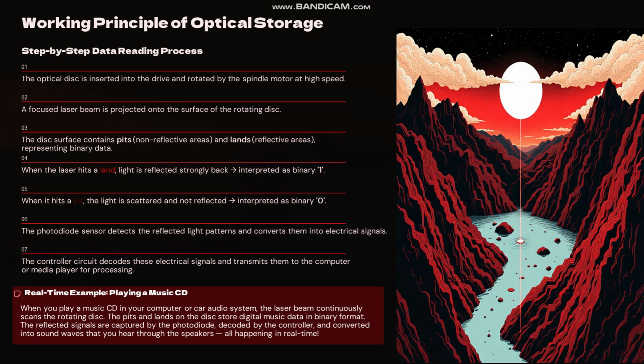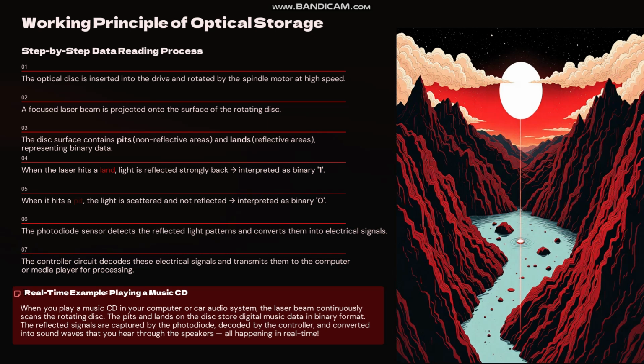Now, next let's see how optical storage actually works, step by step. The disk is inserted and spun by the spindle motor at a high speed. The laser beam is projected on the disk surface, and the surface has pits, which are non-reflective, and lands, which are reflective surfaces, representing the binary data values.